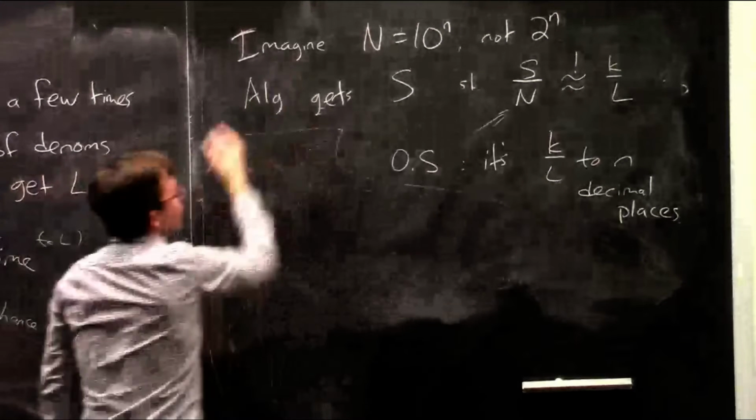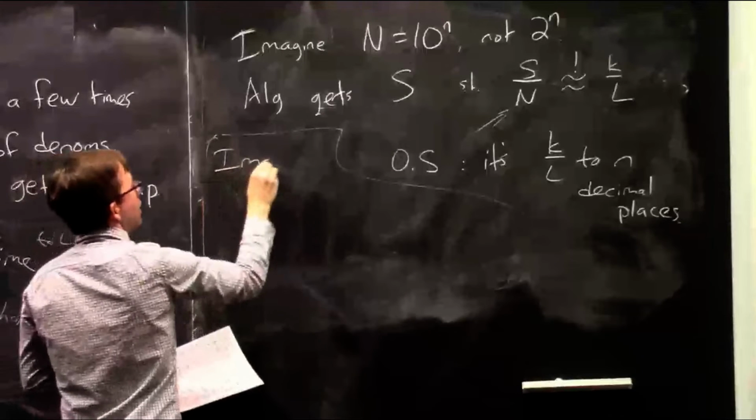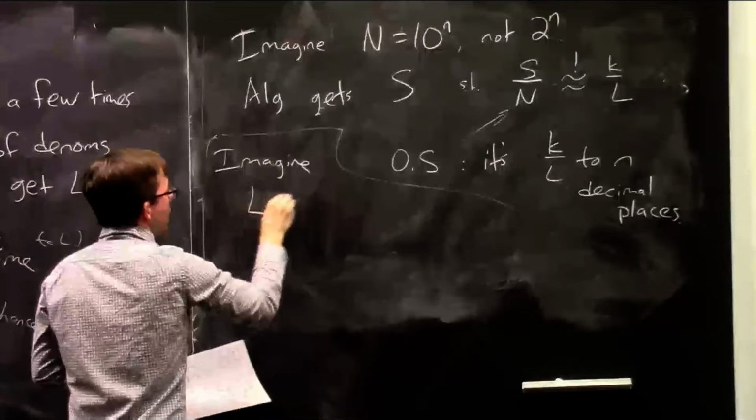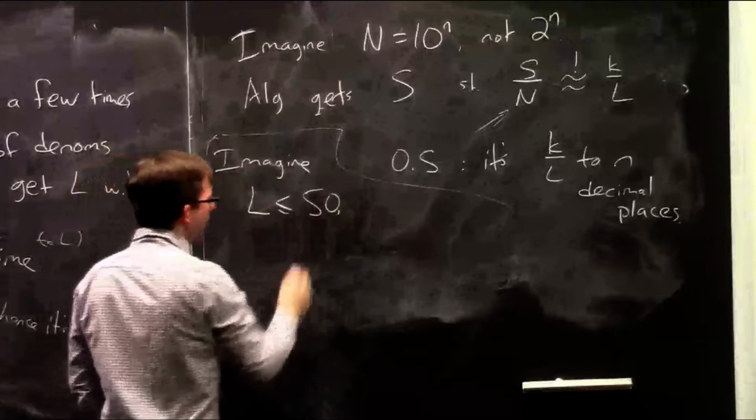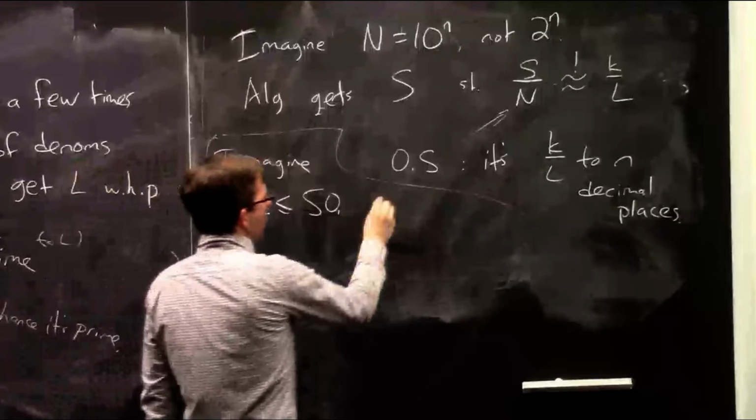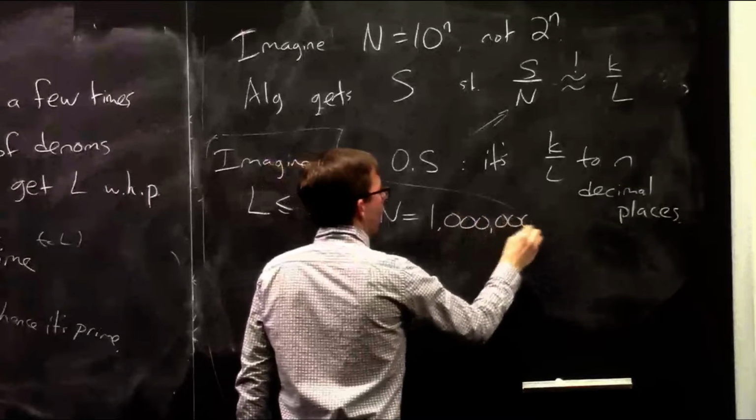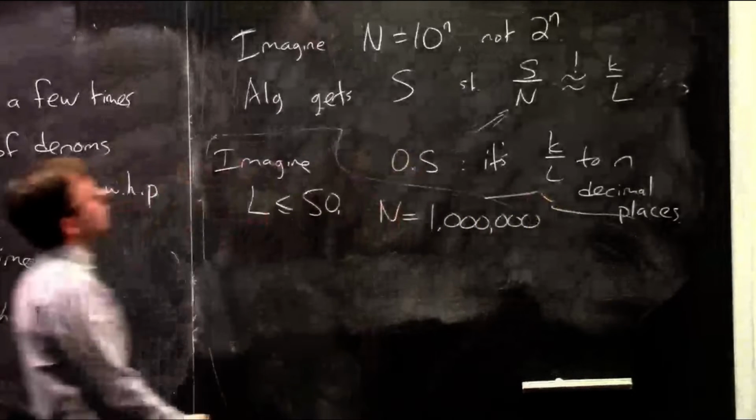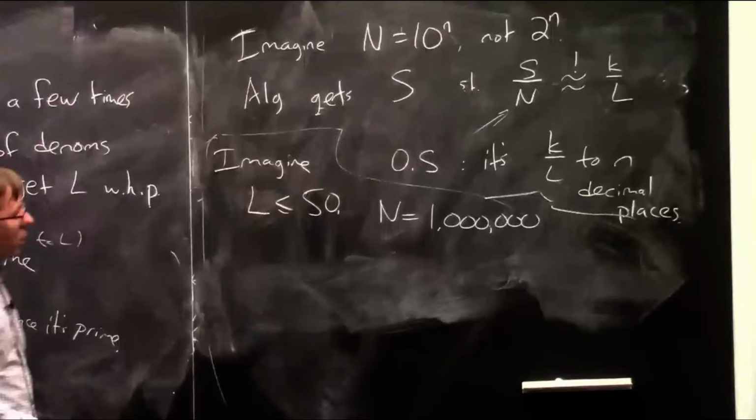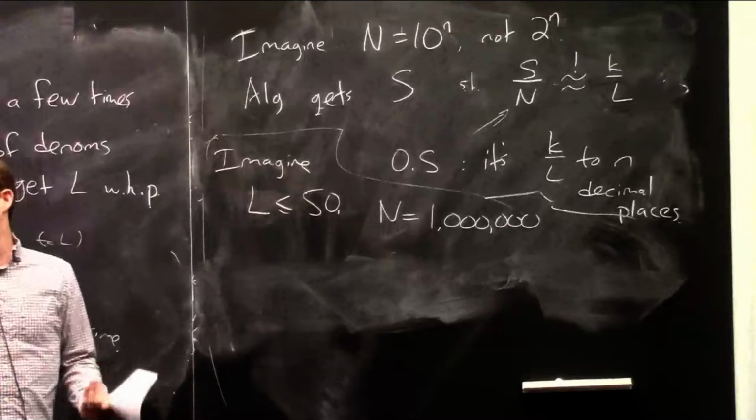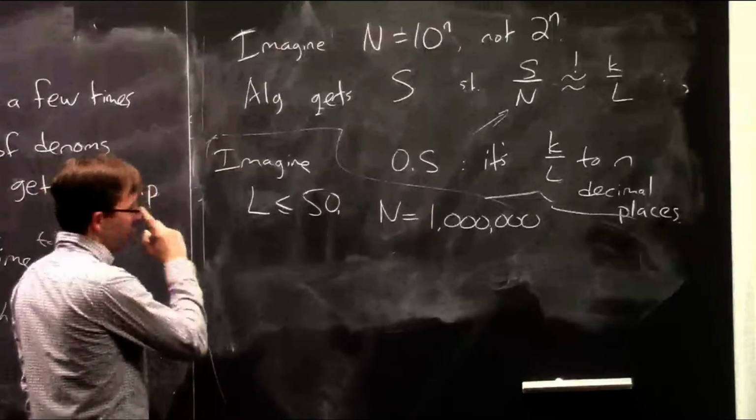Now this imagining, you don't have to imagine very hard, but let's imagine a bit harder. Imagine that L is not just much smaller than capital N, but maybe it's smaller than 50. And let's imagine that capital N is 1,000,000, 10 to the power of 6. I just want to play this game for you. We'll develop a human algorithm for this problem, and then we'll understand how a computer can do it. So let's do the human version of this problem.